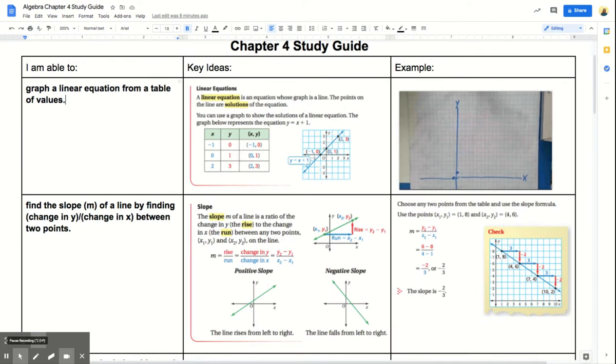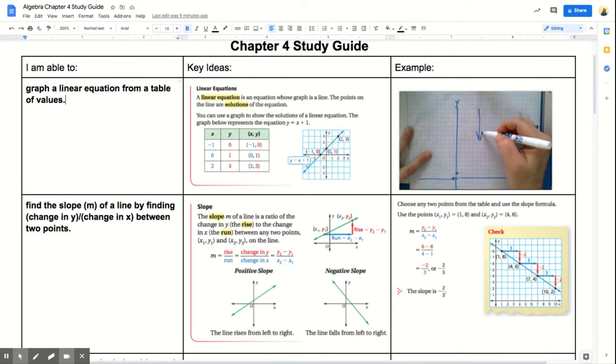Now, if we look at this part down below, we're talking about slope. The slope is the ratio of what we call rise over run, or the change in y over the change in x. I want you to remember that when you're calculating slope, it's this up or down value that goes on top, and on the bottom is your left to right value. Or this is your change in y over change in x. You have to remember that.